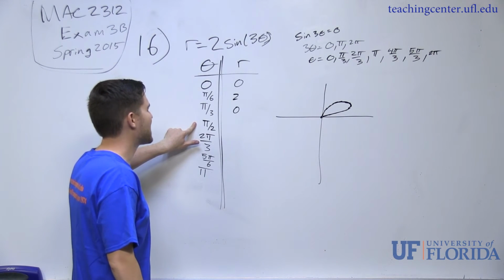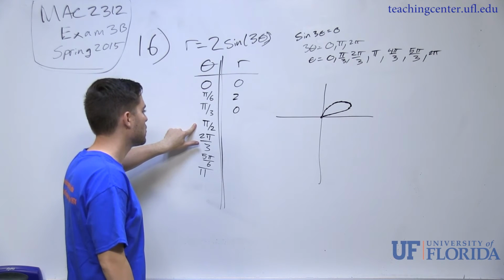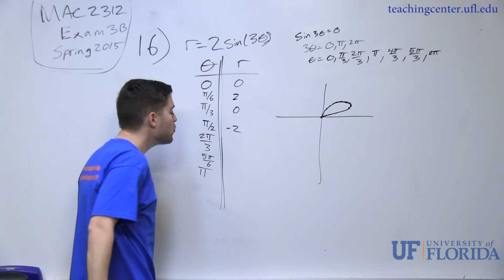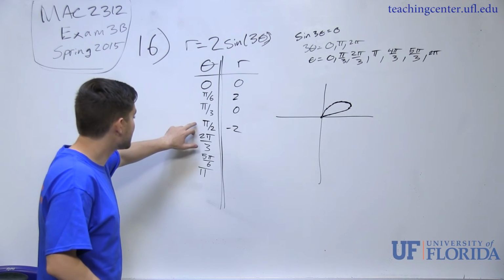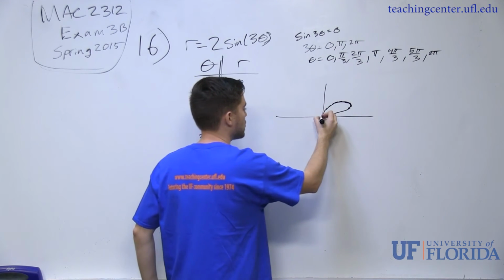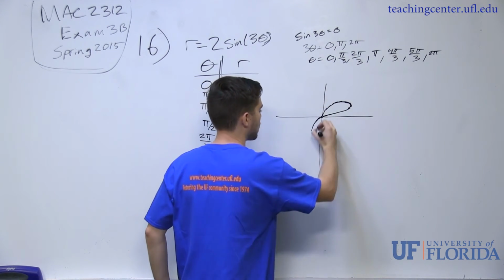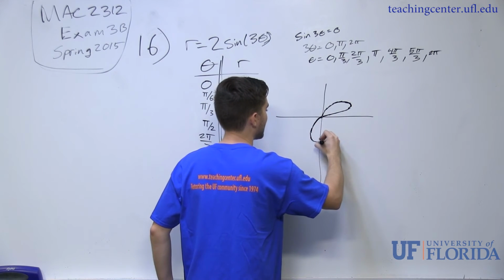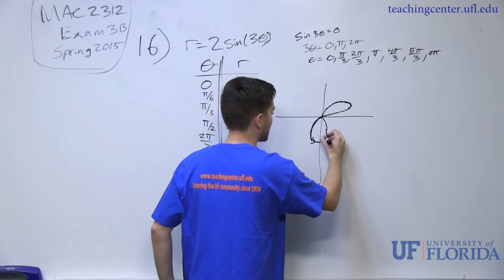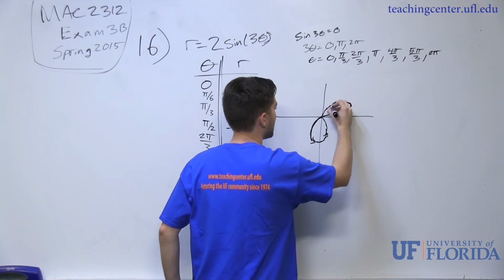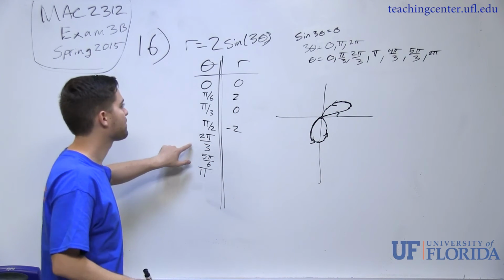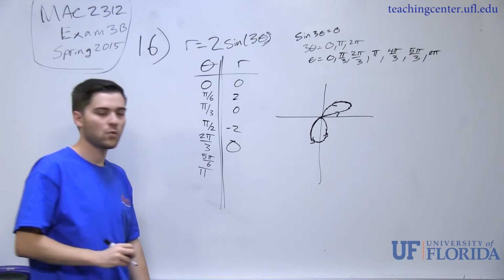Pi over 2 gives me sine of 3 pi over 2. Sine of 3 pi over 2 is negative, so this gives me a radius of negative 2. So this tells me that at pi over 2, I actually have a negative radius, so I'm going to go this direction. I'm going to flip it across its axis. So I actually have a petal that is centered around here. And again, I was going in this direction. So I started here, went from here to here, I came back around, and I came back to my origin at 2 pi over 3, which was a 0 value.